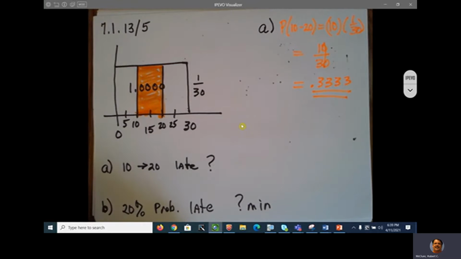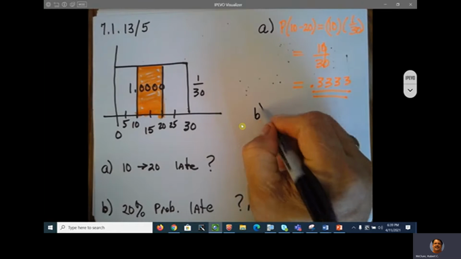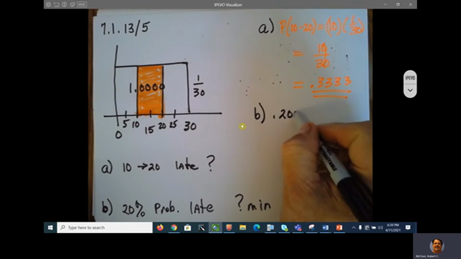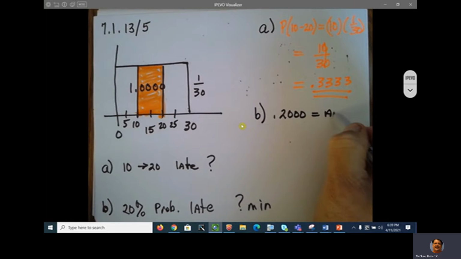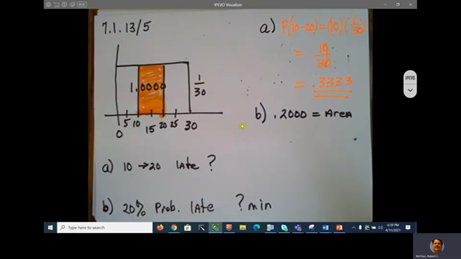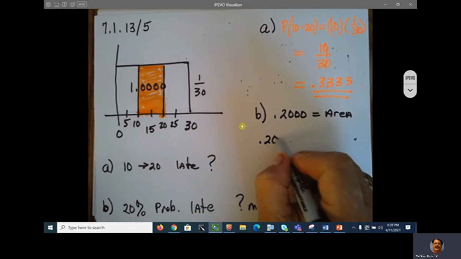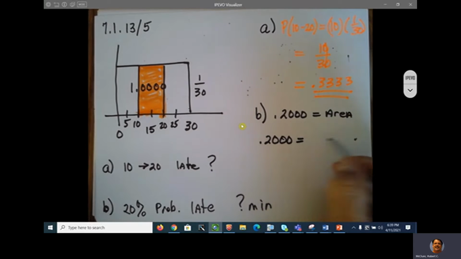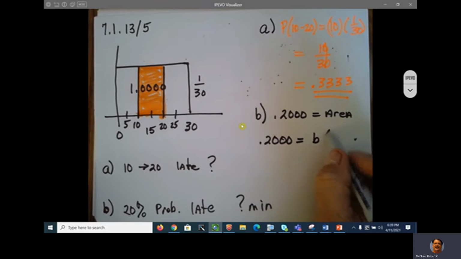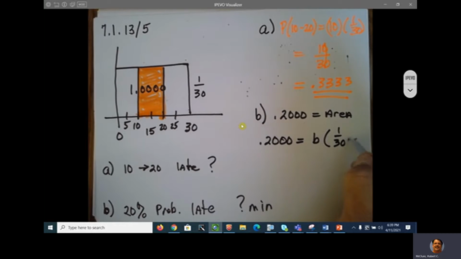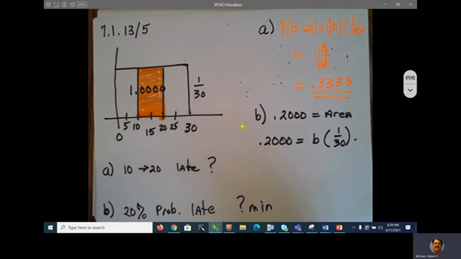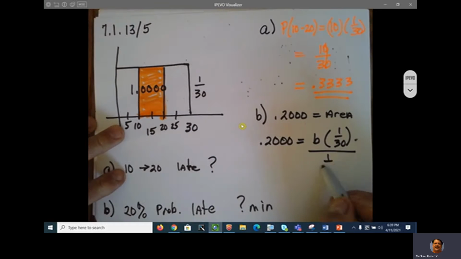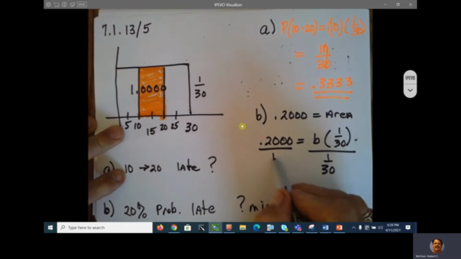Now B, they give us 20% probability. So I'm going to change that 20% into 0.2000, and that's equal to our area. So therefore, 0.2000 is equal to base times 1/30. And just like the problem we did in class, divide by 1/30.